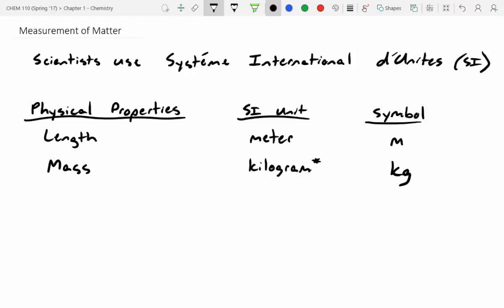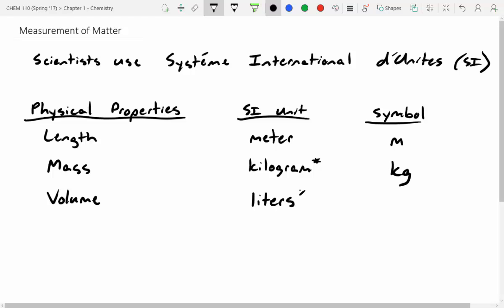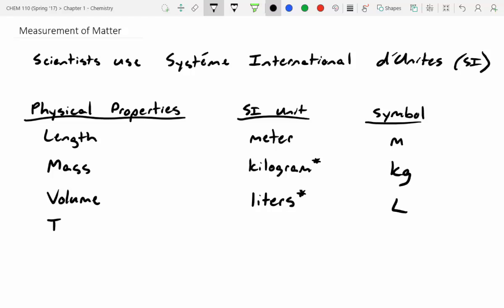All right, next one we've got volume. SI unit for volume is what? Yeah, so we can do milliliters, cubic centimeters. Oftentimes, you'll just see liters. Again, chemists typically use milliliters instead of liters, but if you take a physics course, liters is more common. In this case, capitalization matters. You want to use a big L, not a little l. So uppercase L.